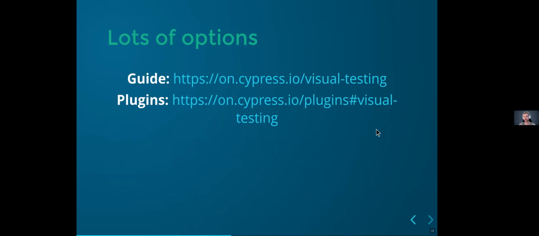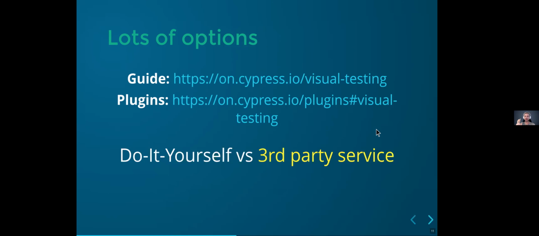There are lots of options, different ways you can go if you want to try visual testing. So I've written the guide for Cypress that you can check out, and many commercial services wrote plugins for Cypress that you can use, so you can start writing visual testing right away. The most important number one question you have to answer to yourself immediately is, do you want to do it yourself? Or do you want to go with third-party commercial service? That's a number one choice. Everything after that is kind of depends on what you picked here.